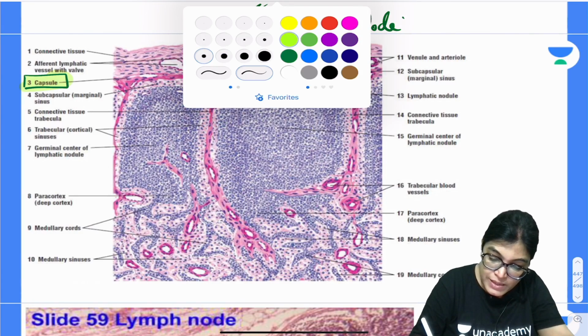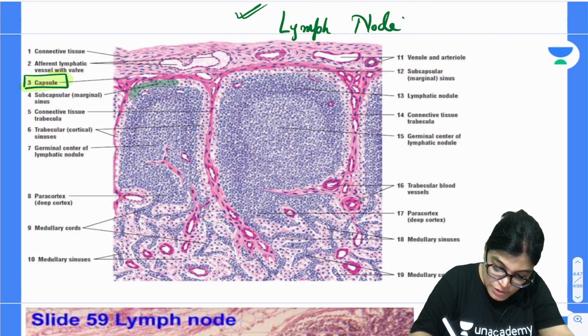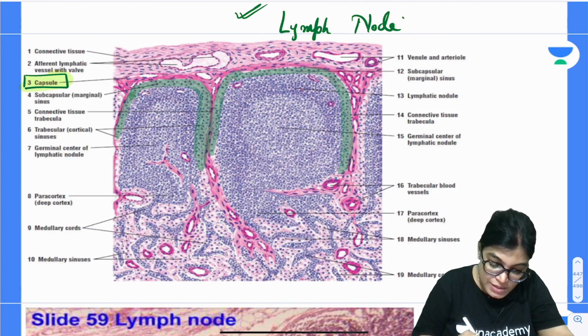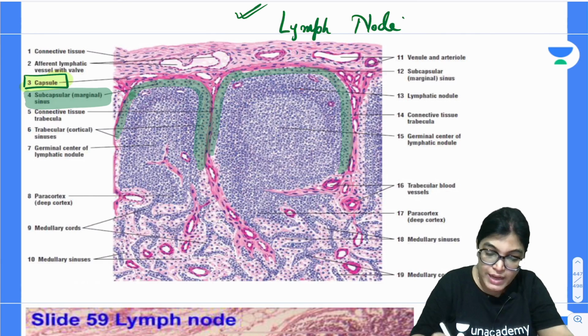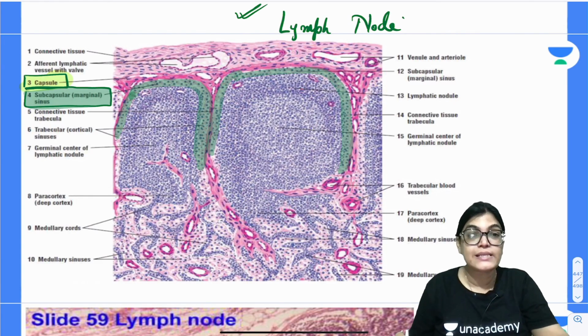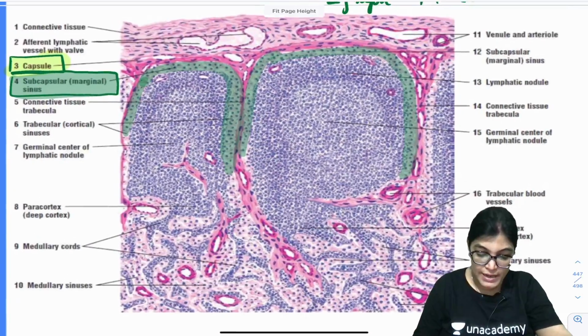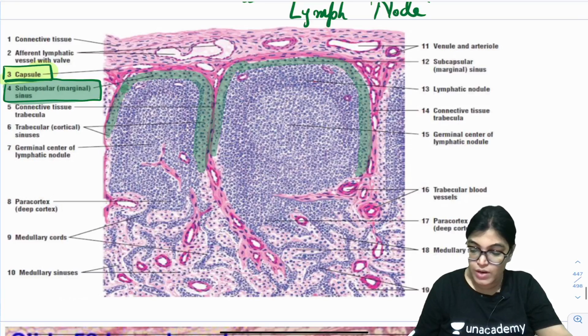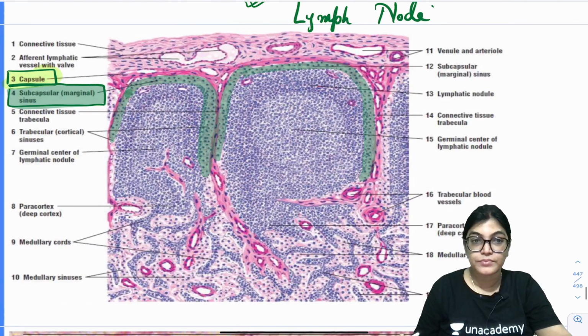Now my dear aspirants, just below it, let me show you. I am using this green color. Can you see a lighter stained area or a space lying there? This space is called the subcapsular sinus. What is it called? This space is called the subcapsular sinus. Let me highlight it. So this space is called the subcapsular sinus.